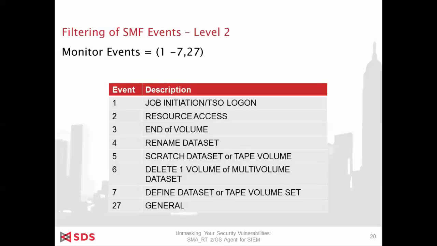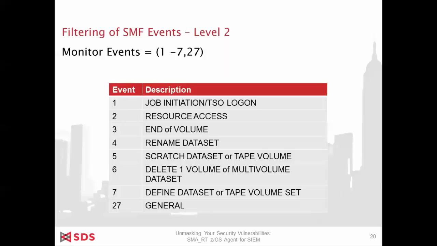Then we have level 2 filtering, the smart SMF exit for the SAF types, so whether it's RACF, ACF2, or top secret. So they only pass the security events that are requested by the monitor keyword. So that's something that you can set up. You can say, for example, monitor events 1 to 7 and 27, and only those will then be passed to the smart product.